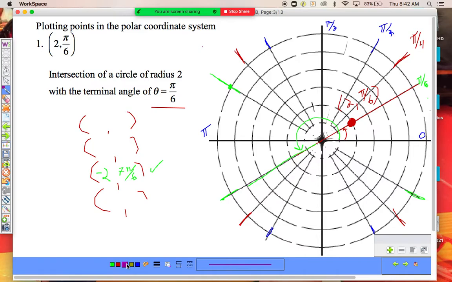All right, someone said 2 comma 13 pi over 6. I'm good with that. So if I rotate all the way around and stop at that same place, which is 13 pi over 6, I'm going to go out the distance 2. So I added a complete circle and got back to where I started and went that distance. I'm fine with that. Okay, but we're going to find 2 more. I want another one that has a distance of 2 and another one that has a distance of -2.